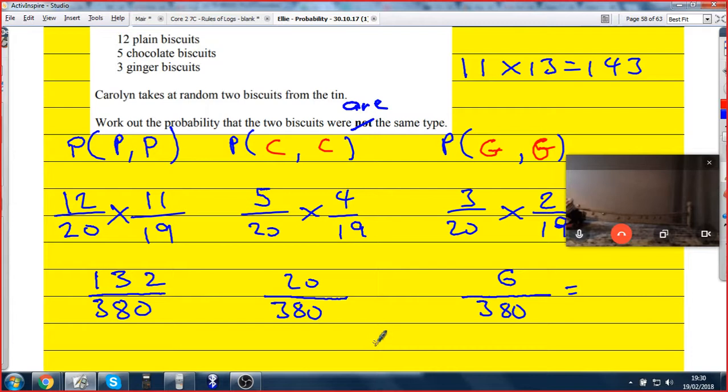How do we get a final answer? And then do you add them? Yeah, to get 158 over 380. That's it. 158 out of 380. So it's basically the probability of getting plain and plain, plus the probability of getting chocolate and chocolate, plus the probability of getting ginger. Those are your 3 chances for success. You add those up and that's what you get. Any questions about that?